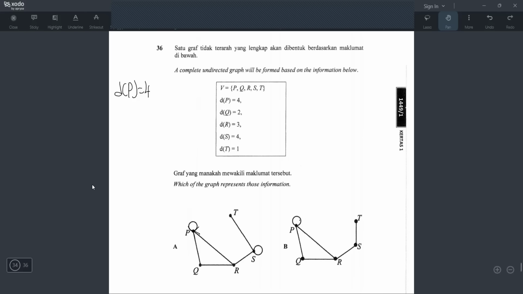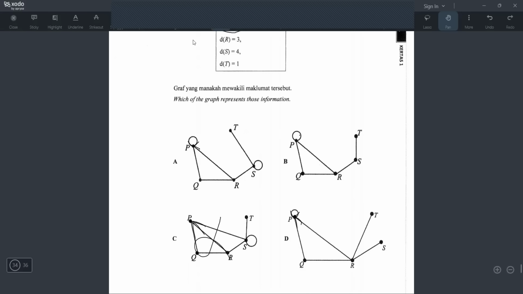Okay, so now we check the next one. Degree of vertex Q is 2. It means there will be 2 lines passing through Q. So 2 lines passing through Q. So Q, is it right? Its degree is 2 for this one. Yep, correct. What about here? The degree is also 2. Yep, this is correct. What about here? Yep, also 2. So this is correct. The C one I don't need to look at because I already know it's wrong.